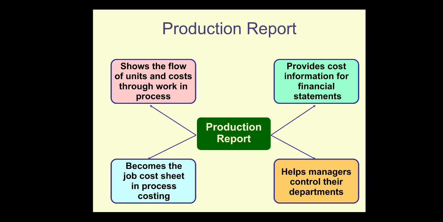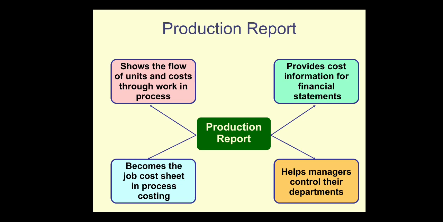So the first one, this document shows the flow of units and cost through work in process. The second point is it provides cost information for financial statement. Point number 3, it helps managers control their departments. Point number 4 becomes the job cost sheet in process costing. So back to the point number 1, shows the flow of units and cost through work in process. So production report is a document. You will see that document in the later slide. It will show the flow of unit and cost related to the production process.